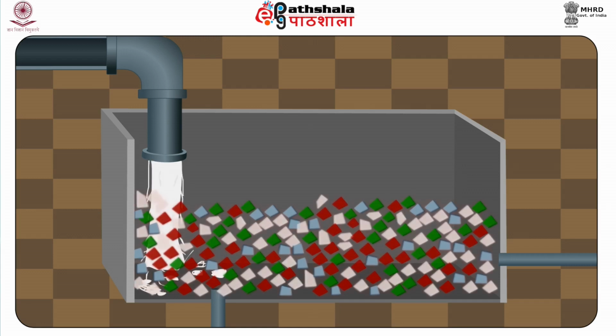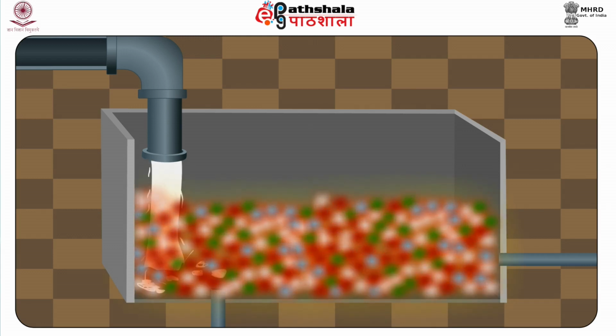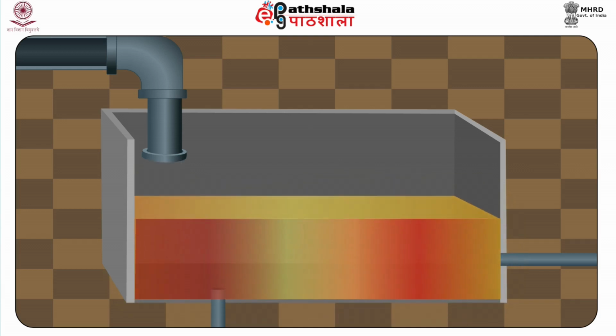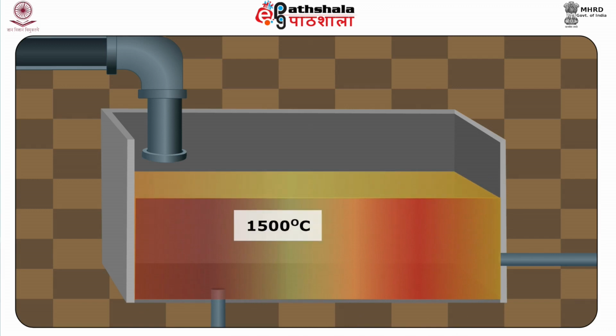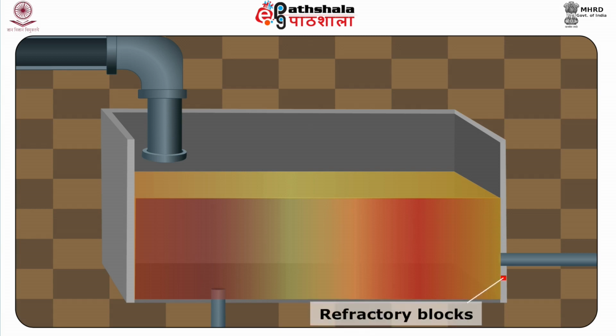Next is glass melting. The raw materials, that is both batch and cullet, are heated in a furnace to about 1500 degrees Celsius. The furnace is constructed of refractory blocks which can withstand temperatures of more than 1500 degrees Celsius and the corrosive nature of molten glass. The greatest percentage of glass is melted in tank furnaces to produce a continuous flow of glass to be fed to the automatic glass forming machine.